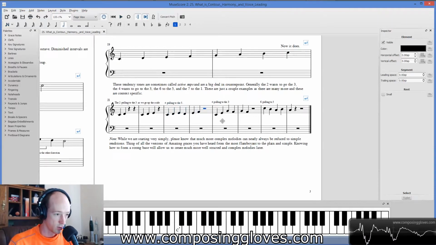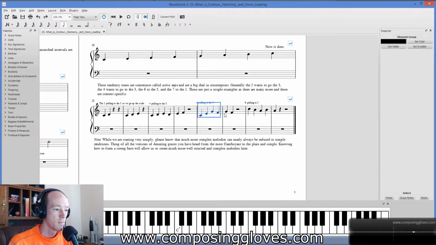Let's look at 4 pulling to the 3. So here we have a 4 and it wants to go to the 3, but there's no 3 there. I've robbed the 3. It's like, oh, that did not sound done. But if we put the 3 in, it'll sound done. So there you have that.